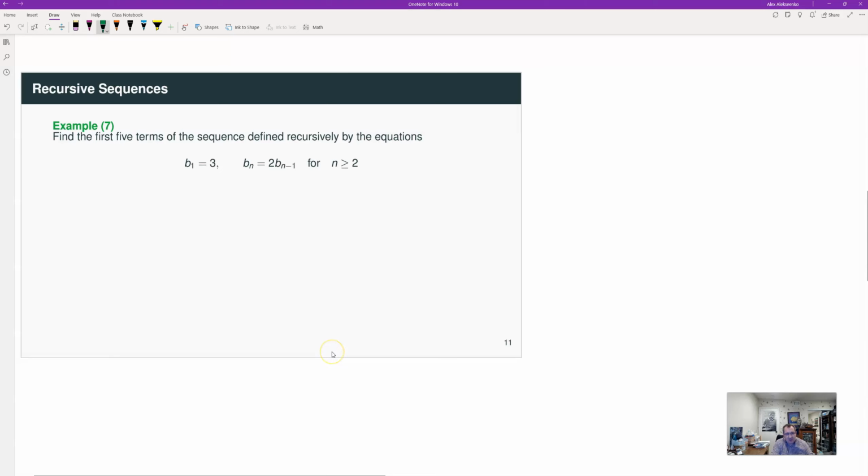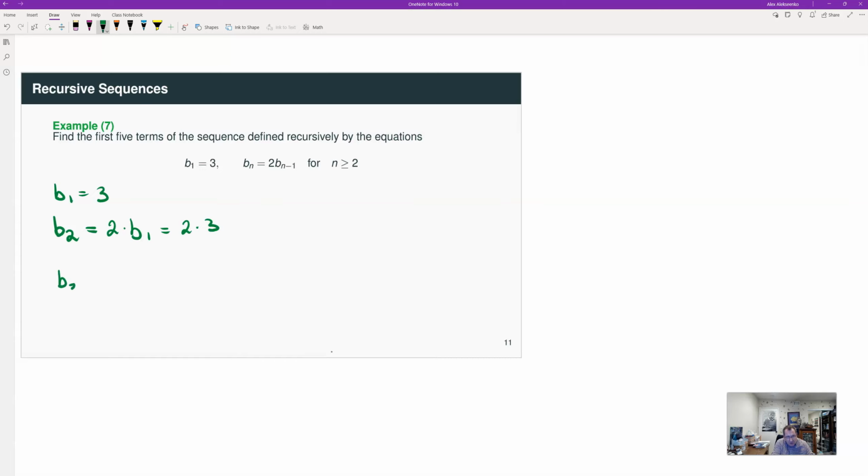Let's give it another example. Again, we have a recurrence relation, and we would like to compute the first 5 terms of the sequence defined by that formula. So B1 equals 3. Here we go, we just copy it. Now, to get B2, we have to use the equation given to us. It's going to be 2 multiplied by B1, which is 2 times 3.